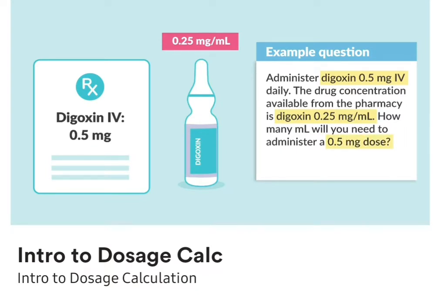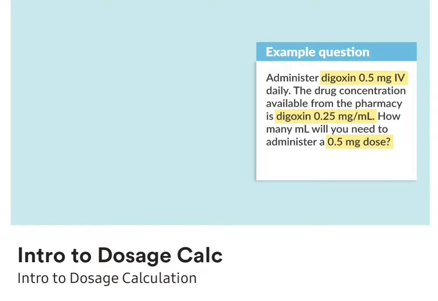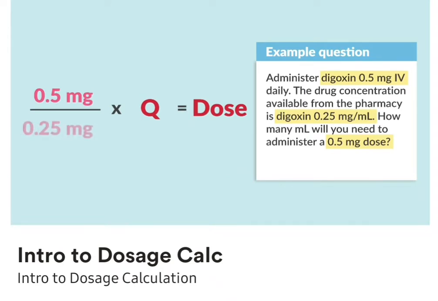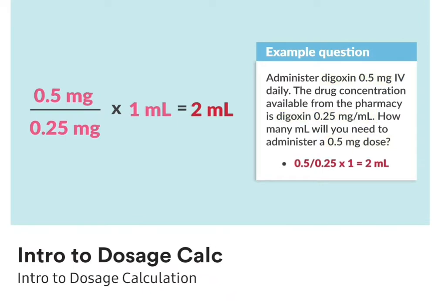So let's simply set up the formula here, like this: D over H times quantity equals the dose. So remember, D over H, in the house, times the quantity. So the desired amount, the D, 0.5, over what you have on hand, 0.25, times the quantity of 1 equals 2 mLs. So the correct answer here is 2 mLs.